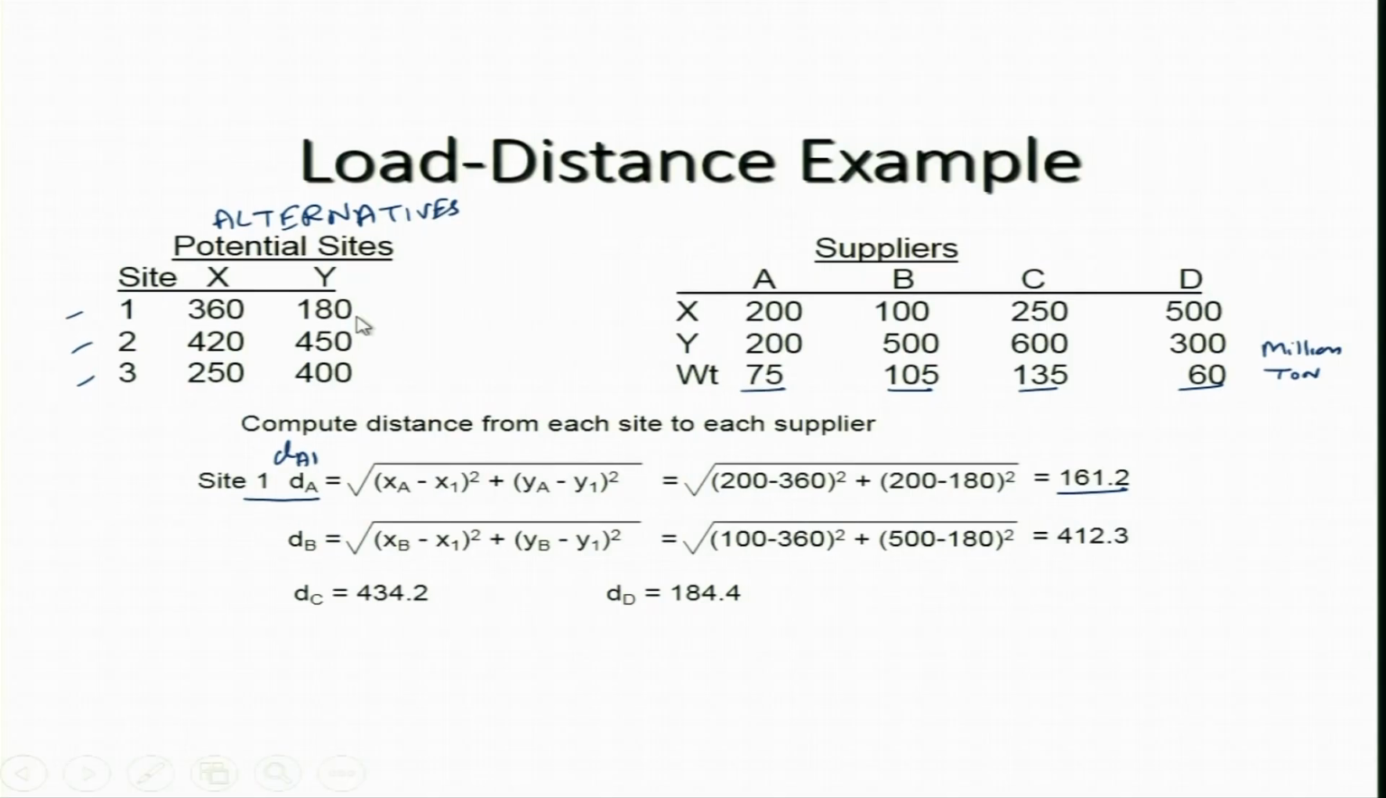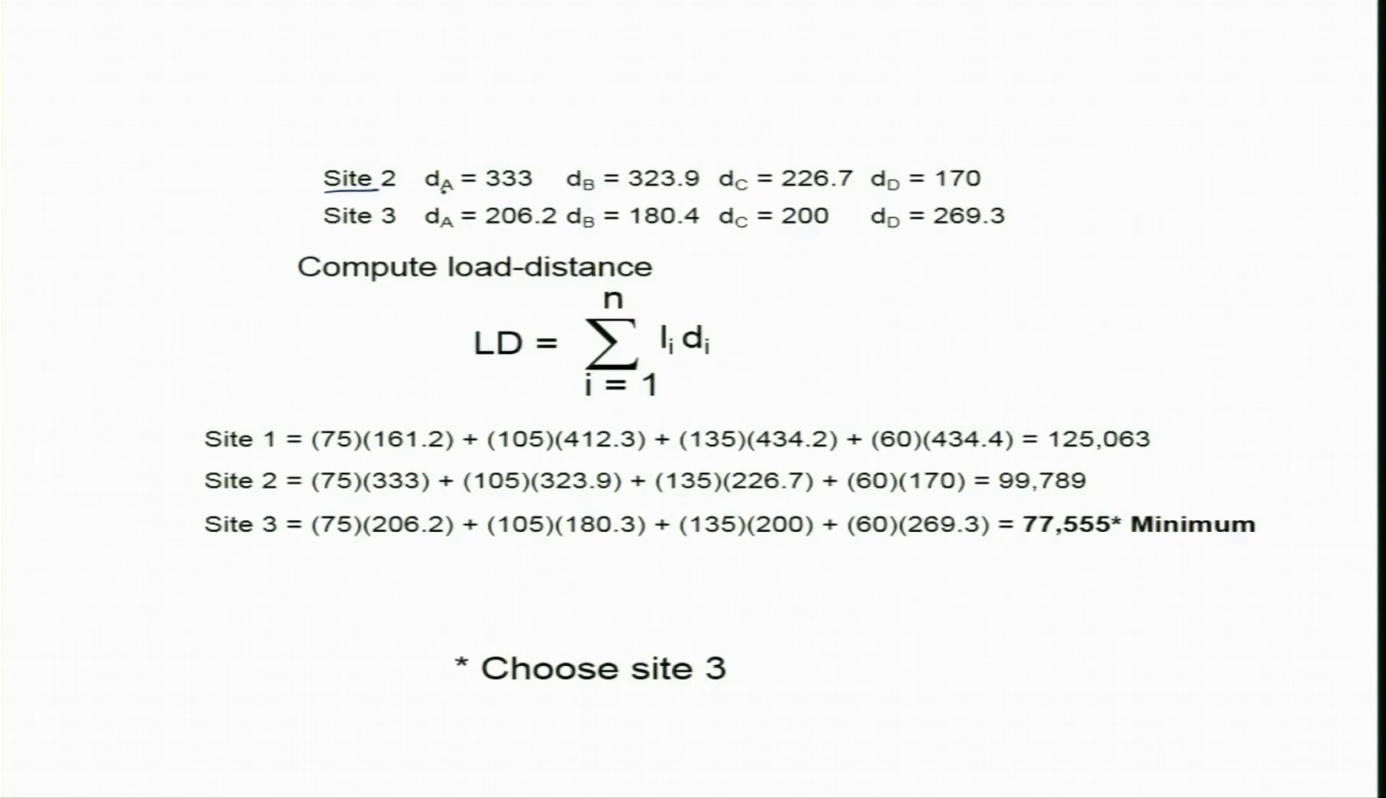Similarly, proposed site 1 and supplier B, supplier C and supplier D. So, we will calculate the distance of suppliers A, B, C and D from site 1. In the same manner, we will calculate the distance of suppliers A, B, C and D with respect to site 2, and similarly for site 3 we can calculate the distance of existing suppliers.